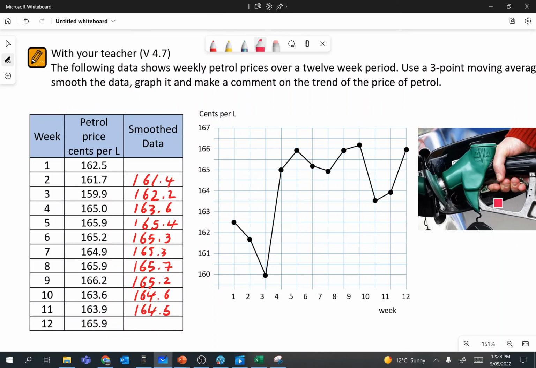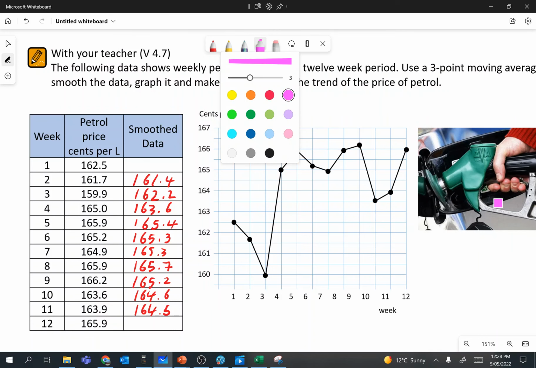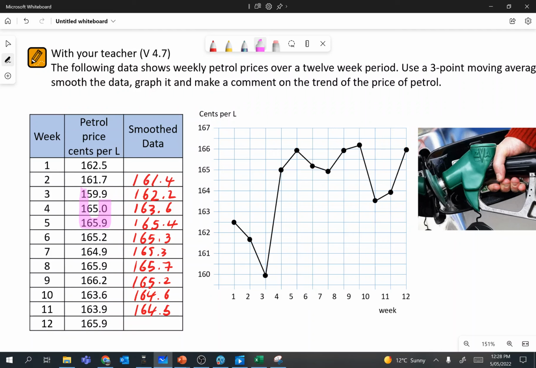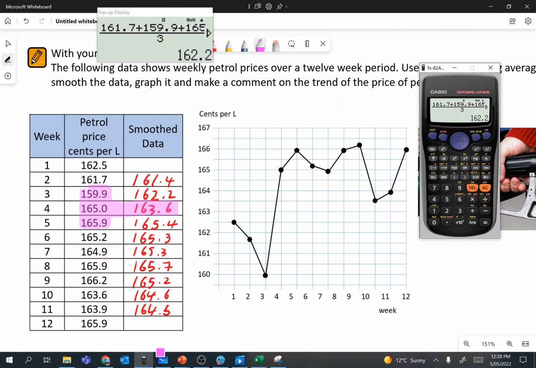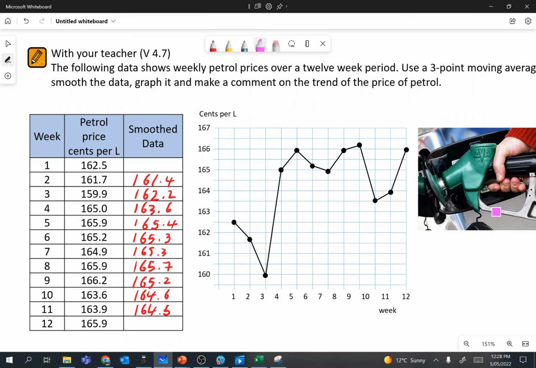And then we take the next 3 scores, we go down and we'll average these 3 to get 163.6. Let's just check it. So 159.9 plus 165.0 plus 165.9, divide that by 3, gives 163.6. So that's how we get each of the subsequent results. So if you've got any of those incorrect, maybe you want to go back and just check your calculations.